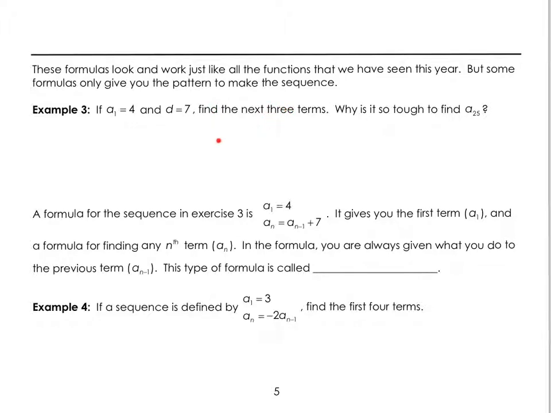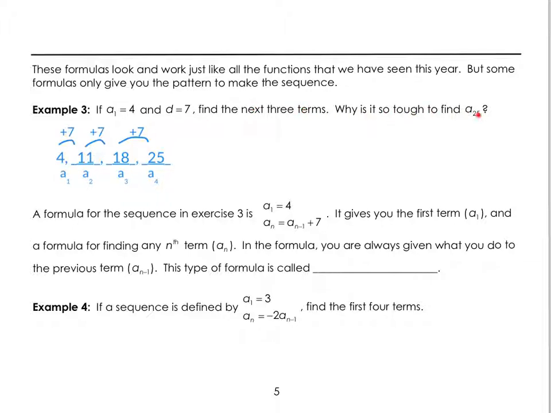Well, I could write out the list and just use the common difference to move from one term to the next. So if the first one is 4, to get to the next one, I'd add 7. And that would get me to my 11. So I have my a sub 1 first term and a sub 2 second term. To get to my third term, I'm going to add 7 again. That'll get me 18. And then if I add 7 again, that'll get me a sub 4, the fourth term, which is 25. Okay, so that was my next three terms.